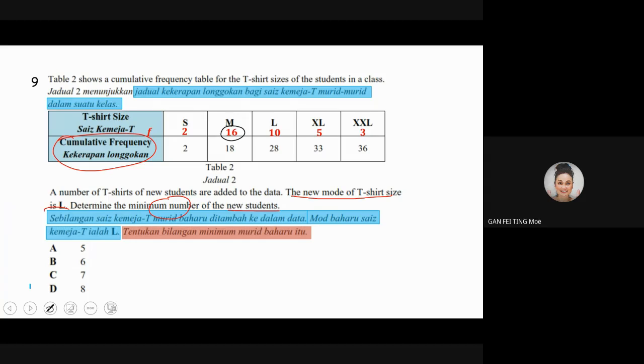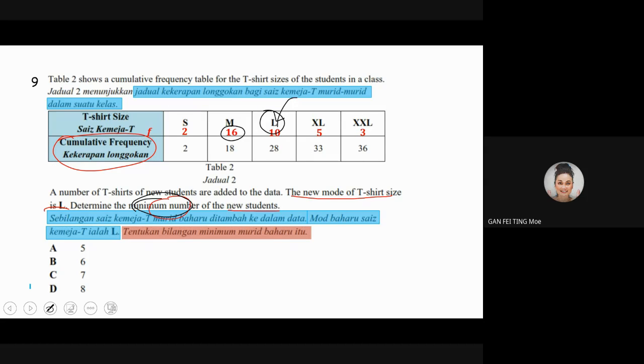So now new data comes in. L becomes the mode now. So the question asks, what is the minimum number of new students? What will be your answer? Yes. Can it be 8? Can D, 8, be my answer?